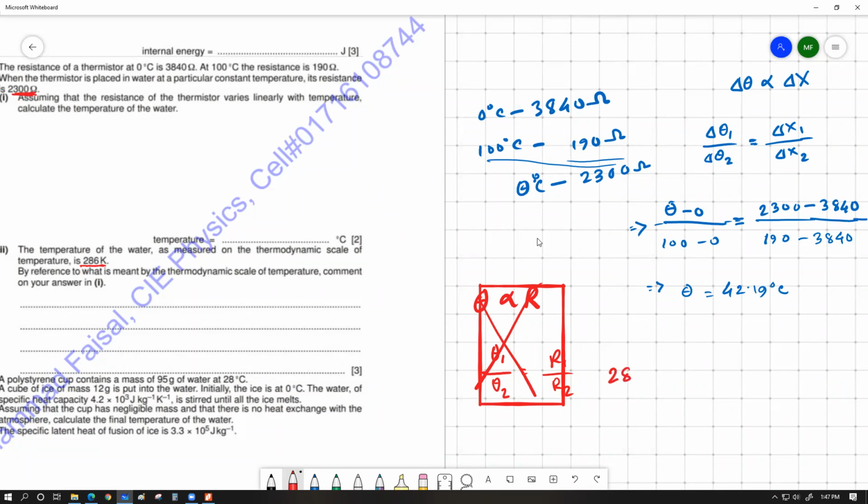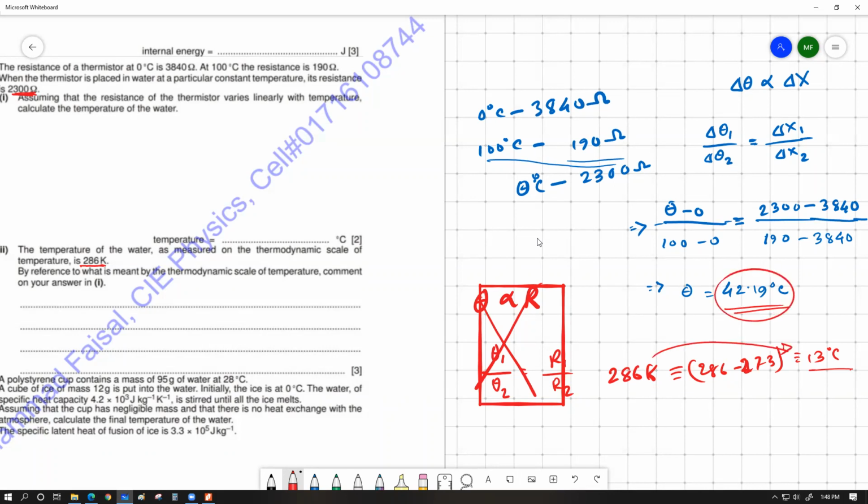So if we convert 286 Kelvin to degrees Celsius, it is 286 minus 273, which gives us 13 degrees Celsius. So the conversion of this temperature to degrees Celsius gives us 13 degrees Celsius, whereas the actual temperature measured was 42 degrees Celsius. So you can either show this conversion or vice versa.